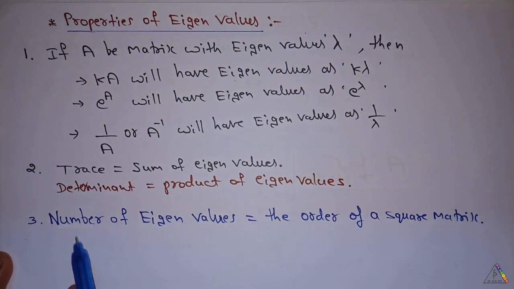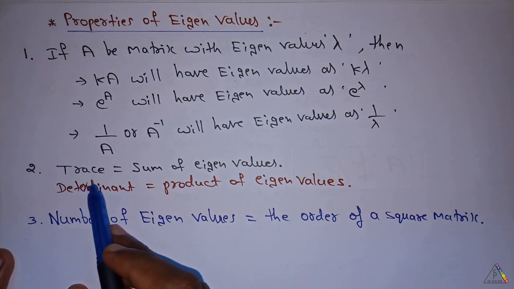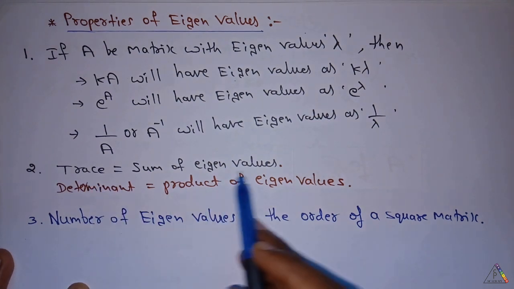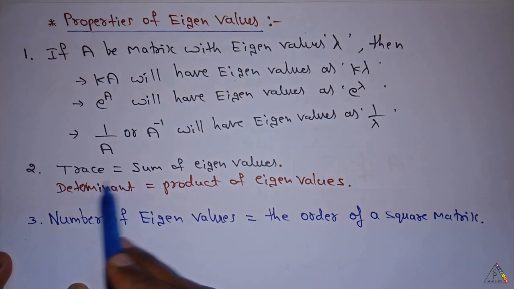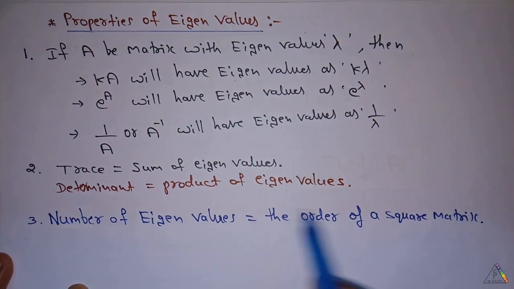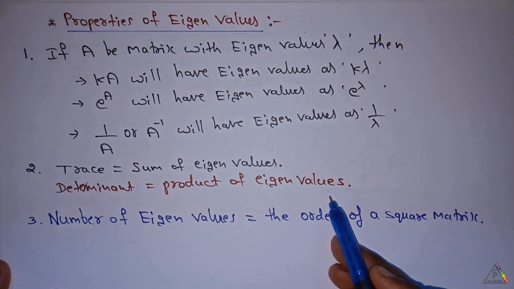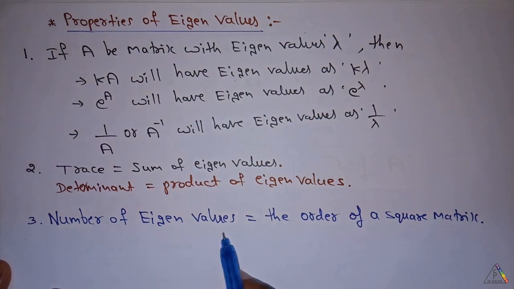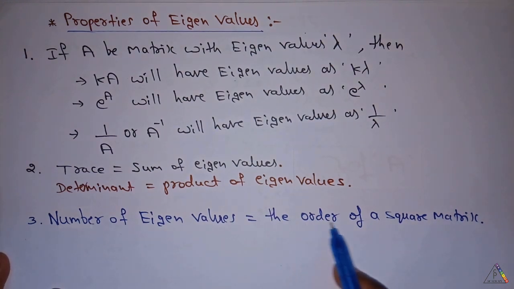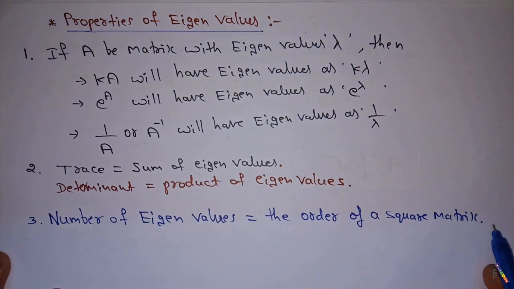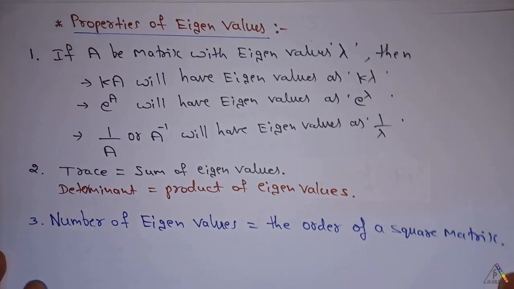And the second property is the trace will always be equal to the sum of the eigenvalues, and the determinant will always be equal to the product of the eigenvalues, and the number of eigenvalues is equal to the order of the square matrix. For example, a 2 cross 2 matrix has 2 eigenvalues. A 3 cross 3 matrix has 3 eigenvalues. A 5 cross 5 matrix will have 5 eigenvalues.